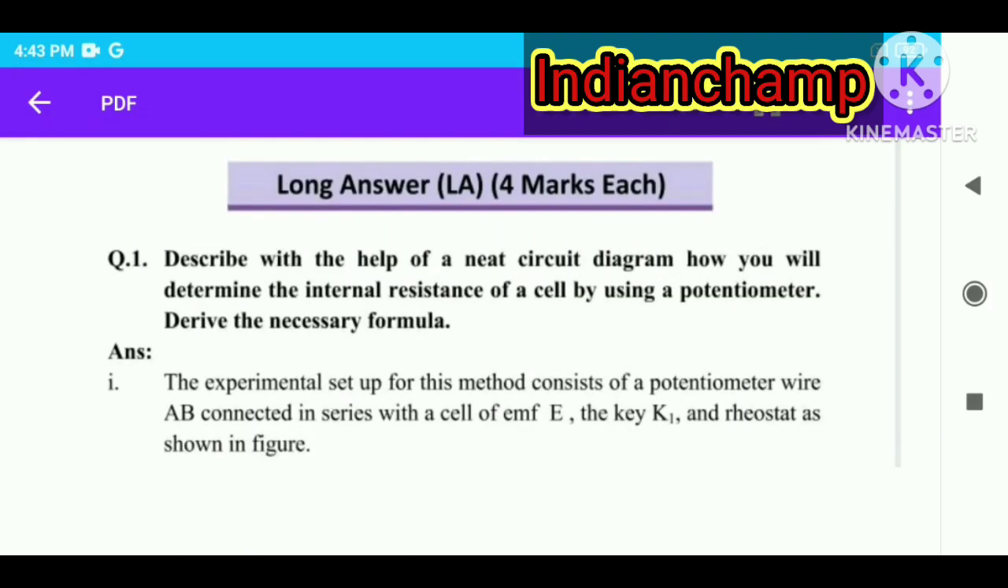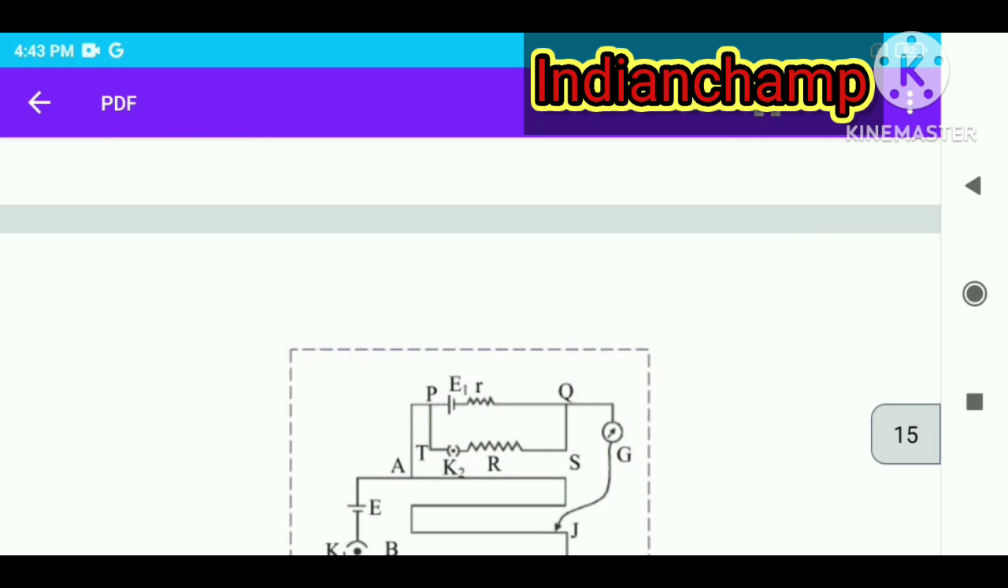Here is the answer key of the long answer question. First question: describe with the help of a neat circuit diagram how you will determine the internal resistance of the cell by using a potentiometer, deriving the necessary formula. Answer. First, the experimental setup for this method consists of potentiometer wire AB connected in series with a cell of EMF E, the key K1 and a rheostat as shown in the figure.